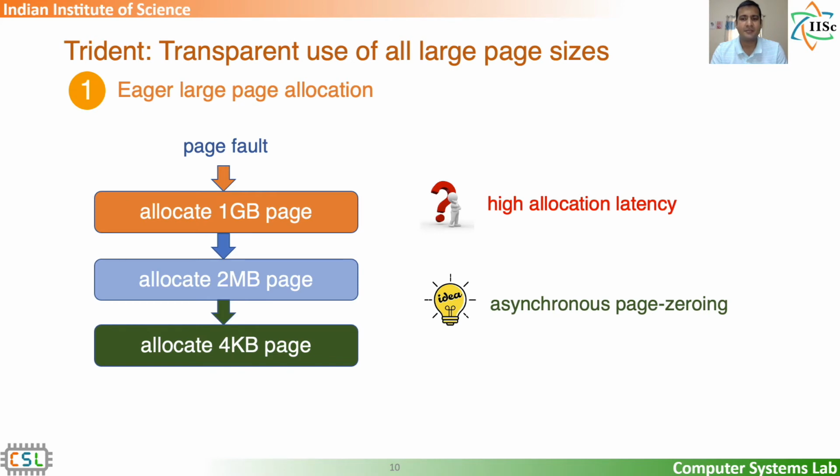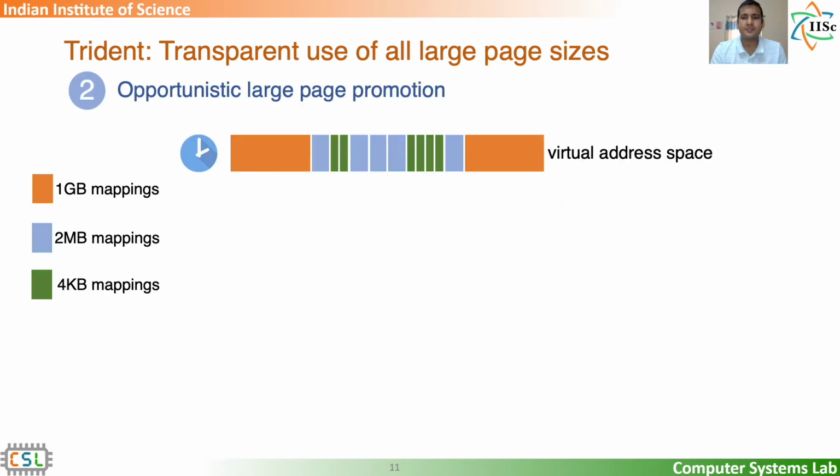This way, 1 GB pages can be allocated much faster. The second component is opportunistic promotion of memory regions to large pages. While we try to allocate 1 GB pages early, some address regions may have to be mapped with 2 MB or 4 KB pages because either the region was not big enough or we could not obtain a 1 GB page frame due to fragmentation.